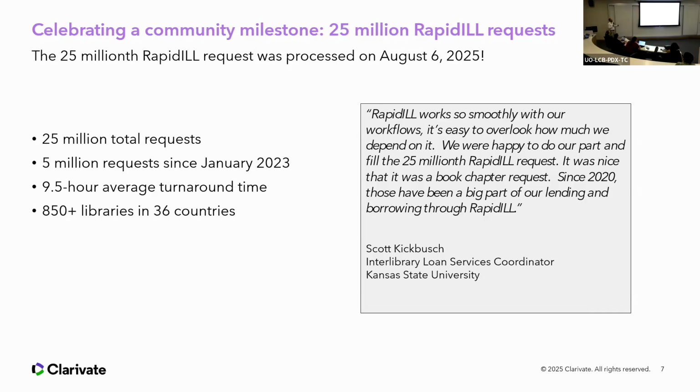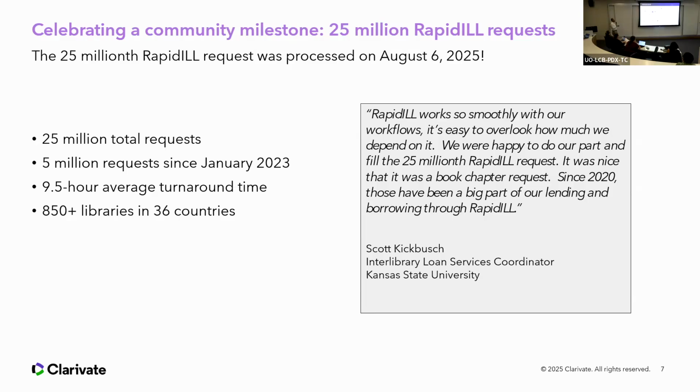So you can kind of see how the system has grown and the request volume has gone up just in the past few years. The average turnaround time for RapidILL as of this year, and we'll talk more about that in a minute, is 9.5 hours per request. And currently the community is over 850 libraries in 36 countries. So we've seen significant growth in the RapidILL community within the past 5 years, more than doubled. And we've gone from just a handful of countries to well over 30.